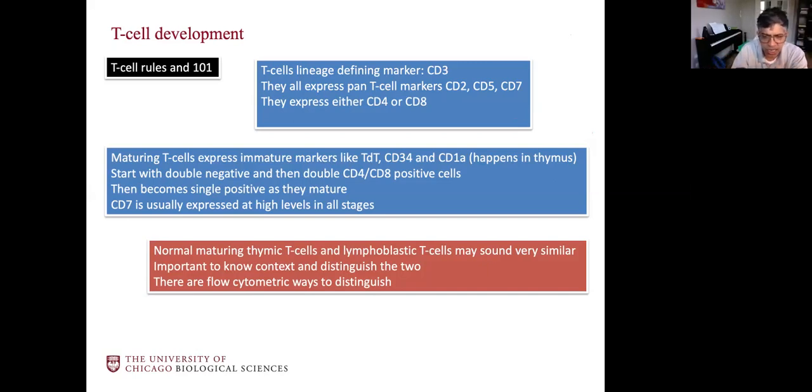So the T cell biology and maturation is part of immunology. We won't discuss much of that. But suffice it to know that even in immature T cells, CD7 is expressed uniformly in all the stages of T cell maturation. So normal maturing thymic T cells and lymphoblasts sound very similar. And so you should know how to distinguish the two, especially for hematopathology. It's a big pitfall. And sometimes patients with thymoma will go and do flow cytometry, thinking of lymphoblastic. And sometimes people have called thymomas T lymphoblastic. And therapy is very different for both processes.